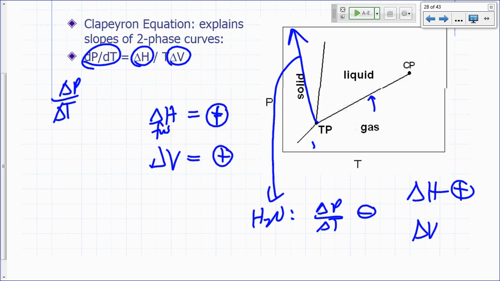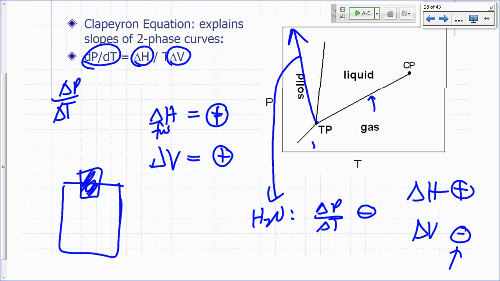Ice actually shrinks when it melts, right? So delta V is negative. Here, if you have a glass of water, fill it to the rim with water and ice. What happens when the ice melts? Will the water overflow? No, because the ice shrinks when it melts. So delta V, the volume, drops when ice melts.